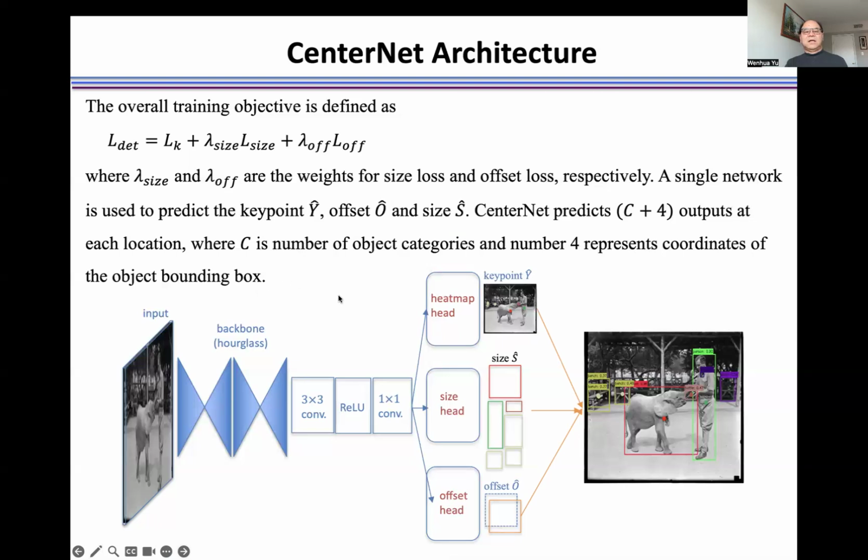Here are the architecture and the pipeline of CenterNet. This is the input image, this is the backbone network, followed by 3x3 convolution, ReLU nonlinear activation function, and 1x1 convolution. 3 heads are used to predict the keypoints, size of bounding boxes, and offset O hat. The final result is a bounding box for each actual object in the input image, as shown here.